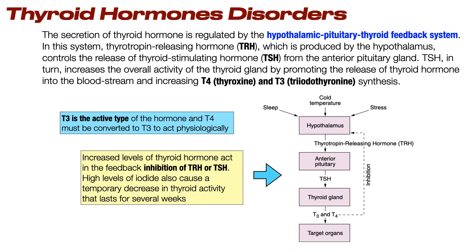T4 needs to be converted to T3, which is the active type, before having any effect. About 80% of T3 comes from T4 by losing iodine. And as you see, this simple axis is under the control of negative feedback in the way that high levels of thyroid hormones or iodine cause the inhibition of TRH and TSH.